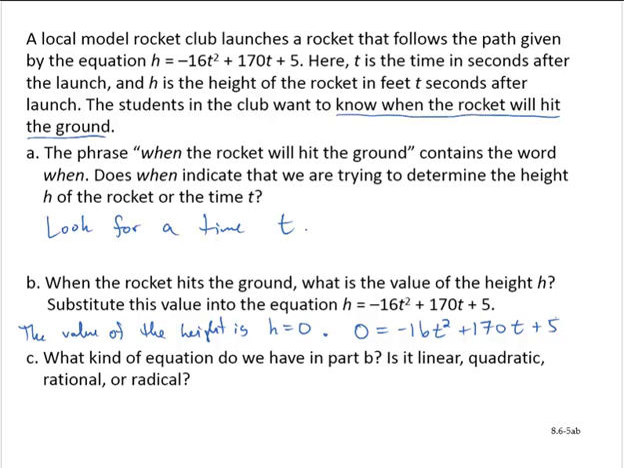What kind of equation do we have in part B? Is it linear, quadratic, rational, or radical? Well, we see a t squared and a t term and a non-variable term. There's no division by the variable. We don't see any radicals. This is a quadratic equation.